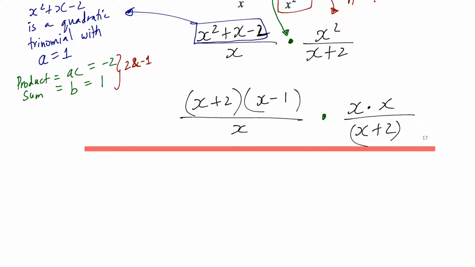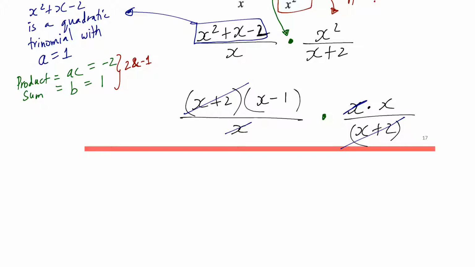Again, can you see some certain cancellations that can happen at this point? Yes. Okay. And so cancel as much as you can. The x plus 2, for instance, with that x plus 2. And the x with that x, one of those x's.